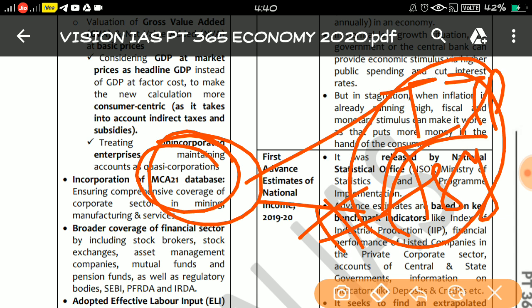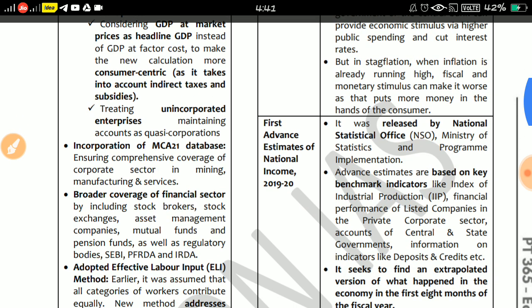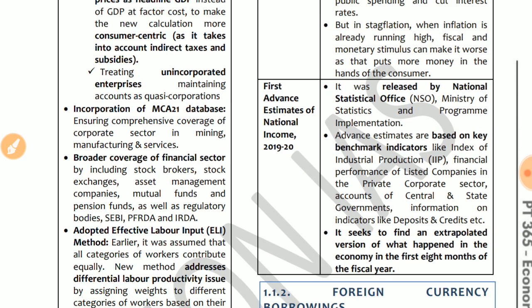Okay, earlier they were done by the Central Statistics Office, but now you can consider that they are being done by the NSO, National Statistical Office, because CSO and NSSO are being merged into NSO. So we will cover these things in later lectures. What is NSO, CSO, NSSO? As of now, you can just keep remembering the points.